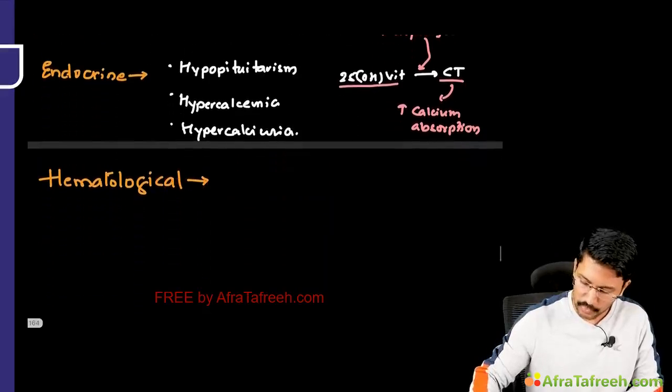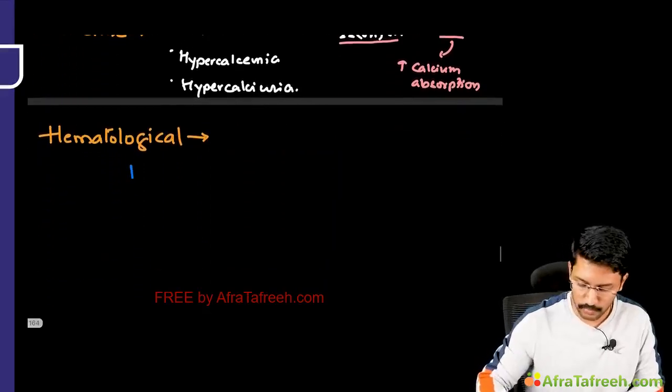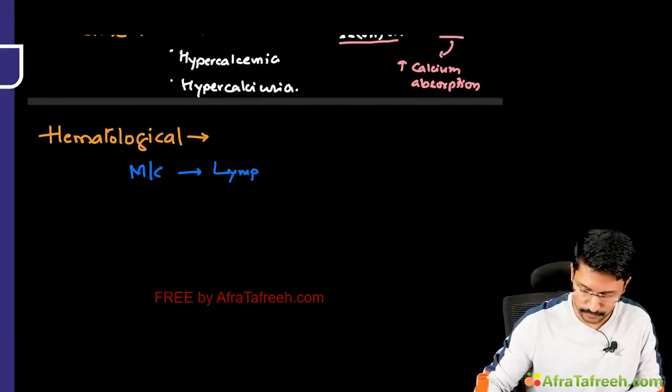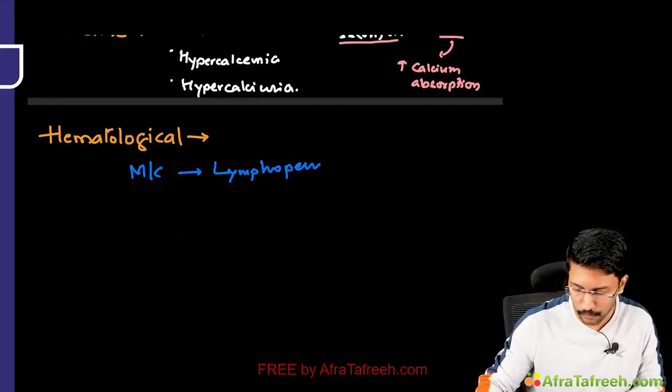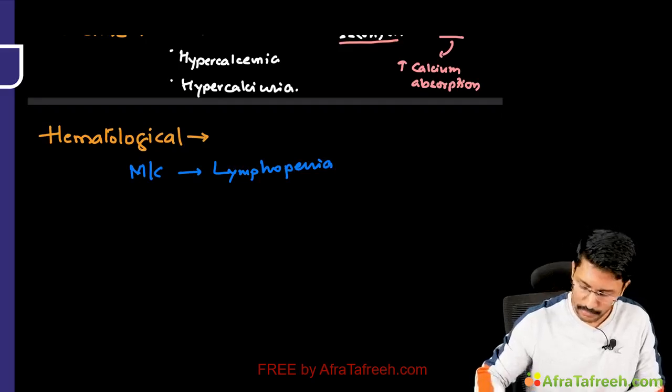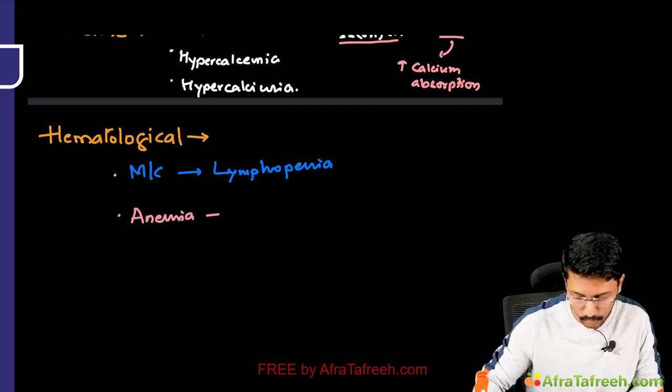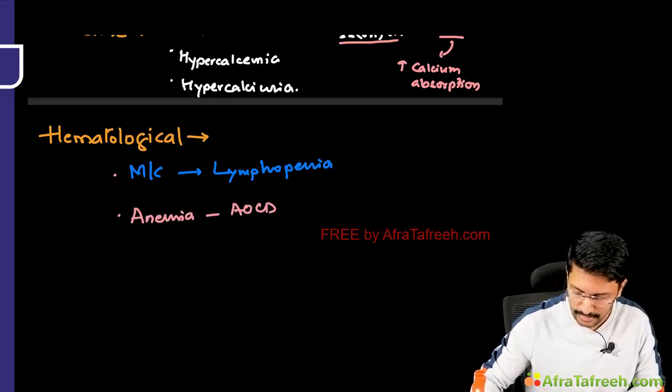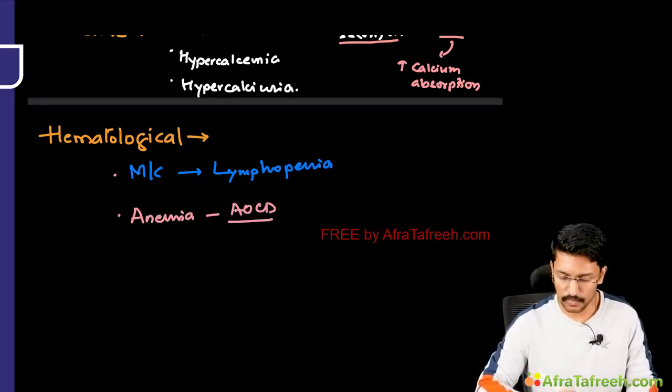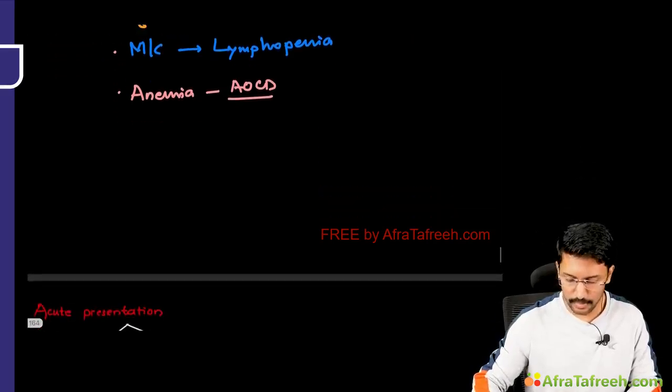Okay, with respect to hematological manifestation, an MCQ can be what is the most common? The most common manifestation will be lymphopenia. Lymphopenia will be the most common manifestation. Apart from that, you can develop anemia. Anemia, if it happens, will most likely be of the anemia of chronic disease type. So this is about the hematological manifestation.